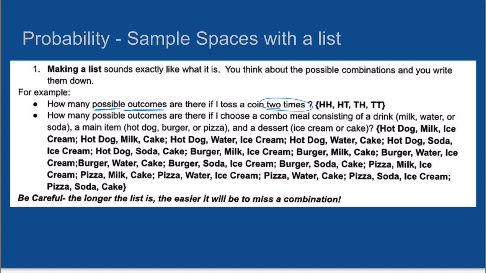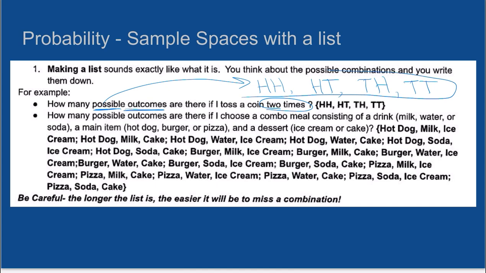Heads or tails. So I could toss a coin and the first time it could land on heads, and then it could land on heads again for the second time. Or the first time it lands on heads and the second time it lands on tails. Or the first time it lands on tails and then it lands on heads. Or it lands on tails both times. So how many possible outcomes? There are 4 possible outcomes.